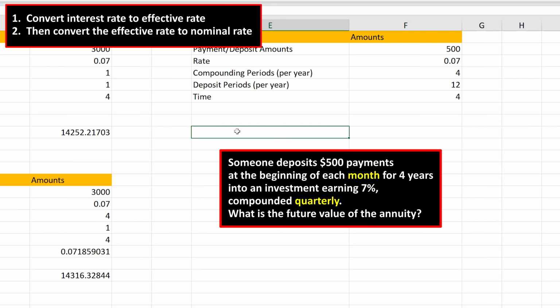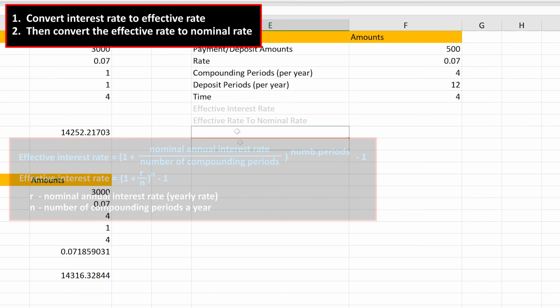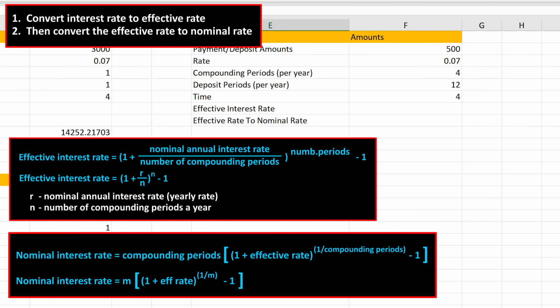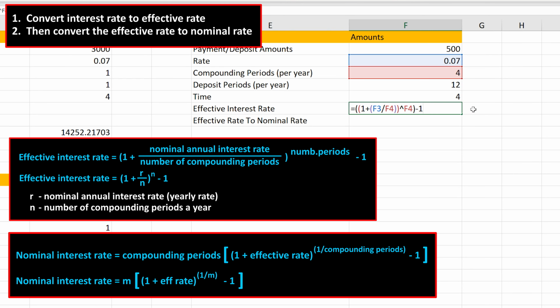To do this, we have to first convert the interest rate to the effective yearly rate, then second, convert it to the nominal rate. Here again is the formula to convert it to the effective rate. And here's the formula to convert the effective rate to the nominal rate. I put in the formula for the effective rate in cell F7, as you see on the screen. It's the same formula as the last problem. I'll hit the enter key, and we get the same value as the last example.